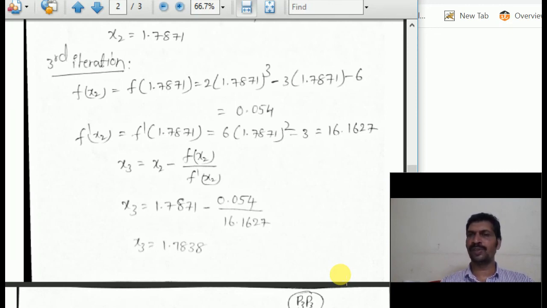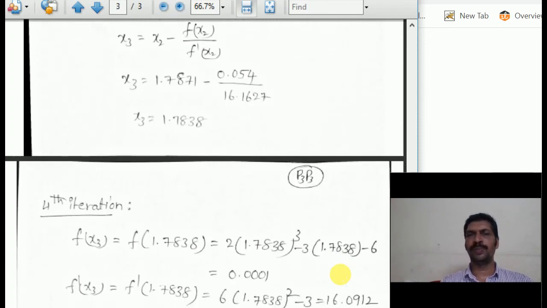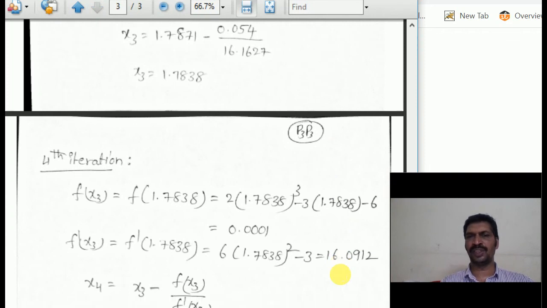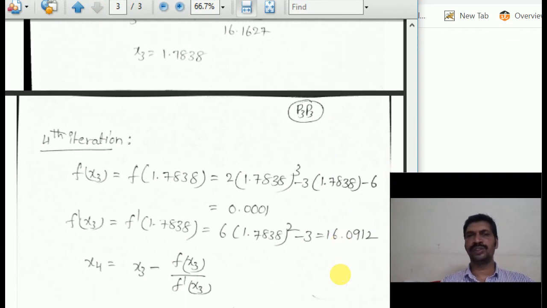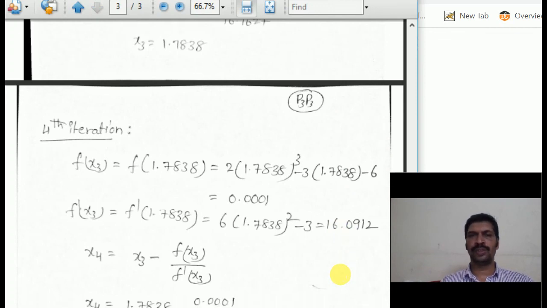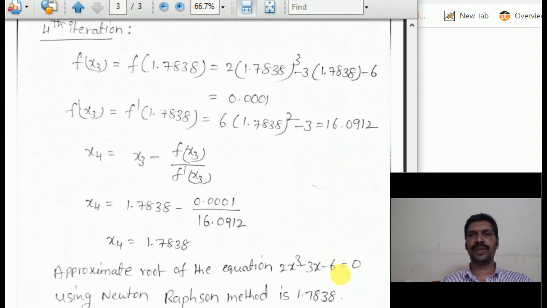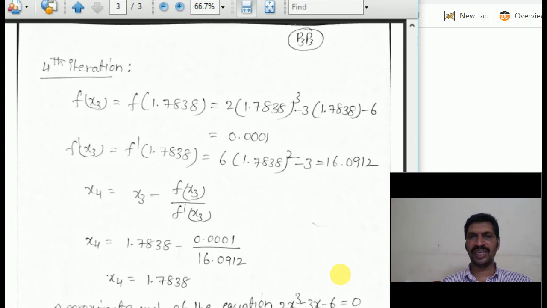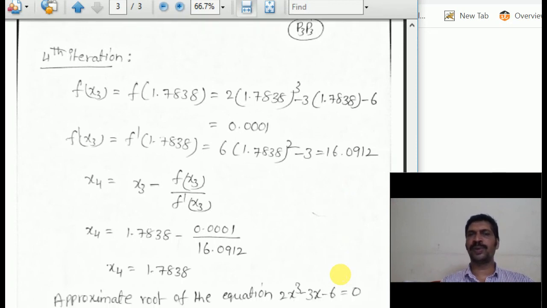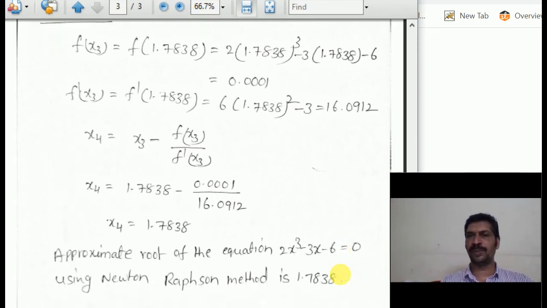x4 equal to x3 minus f of x3 by f dash of x3. Now we will compute f of x3 and f dash of x3 in fourth iteration. F of x3 equal to 0.301, f dash of x3 equal to 16.0912, x4 equal to 1.7838. Here x3 equal to 1.7838, x4 equal to 1.7838. Up to 4 places, we will get the solution, the approximate root of the equation.